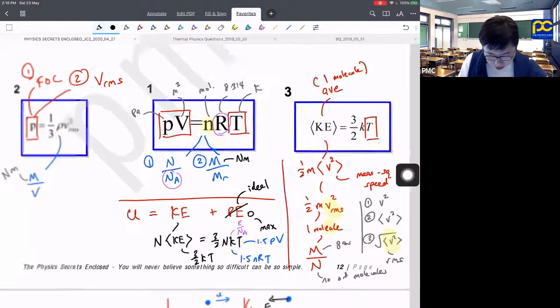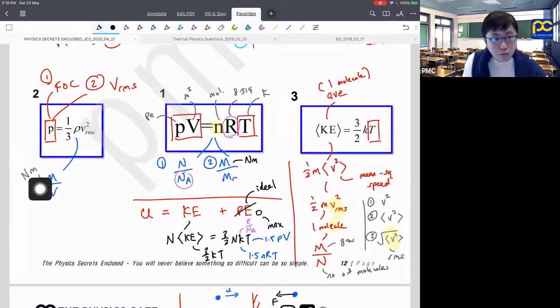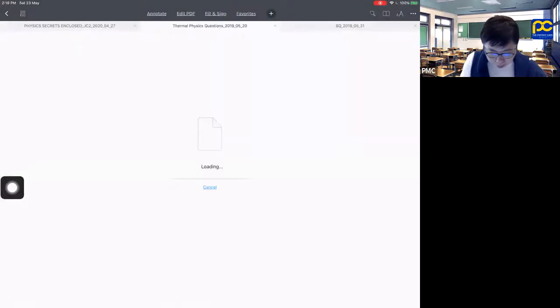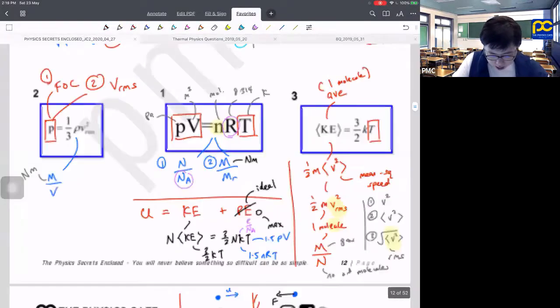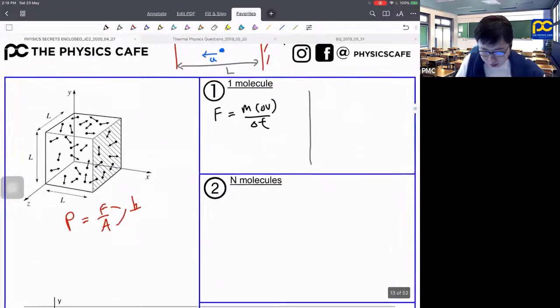So, yeah, I thought about the importance of big N and small n, and even for pressure on this side, I also want you to take note over here. I'm coming back to my equation here. It's the mass of the gas.